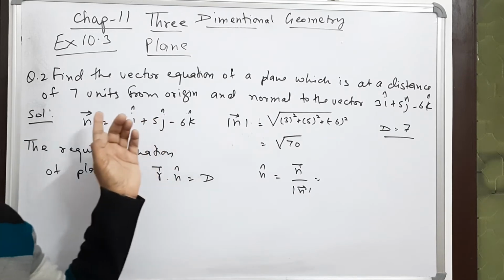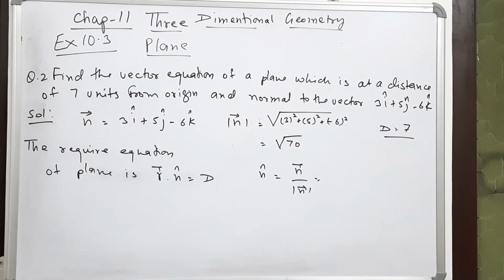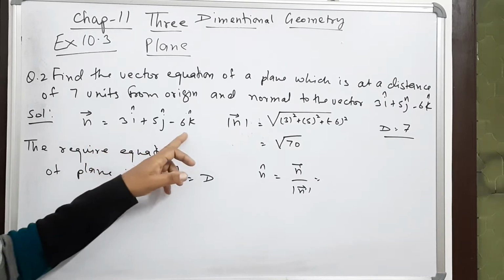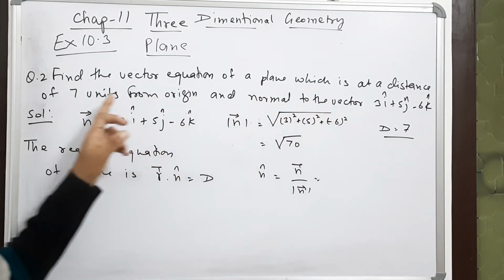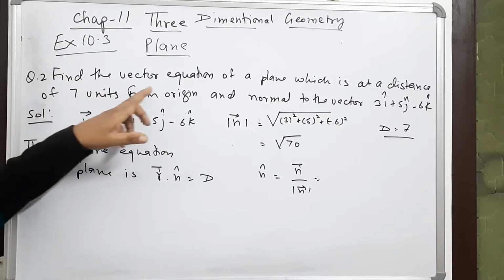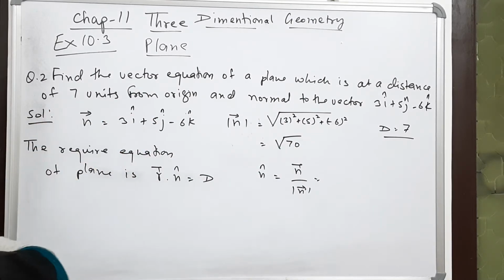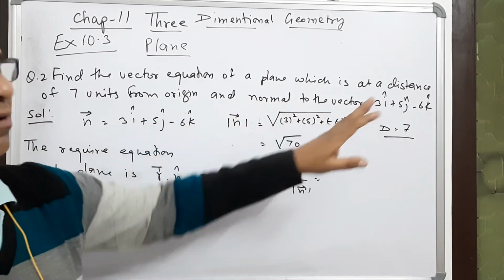Now the equation of the plane, the first type of equation of the plane, is when the normal is given and the distance from the origin is given. See, find the vector equation of the plane which is at a distance of 7 units from the origin, and this is the normal to the plane.